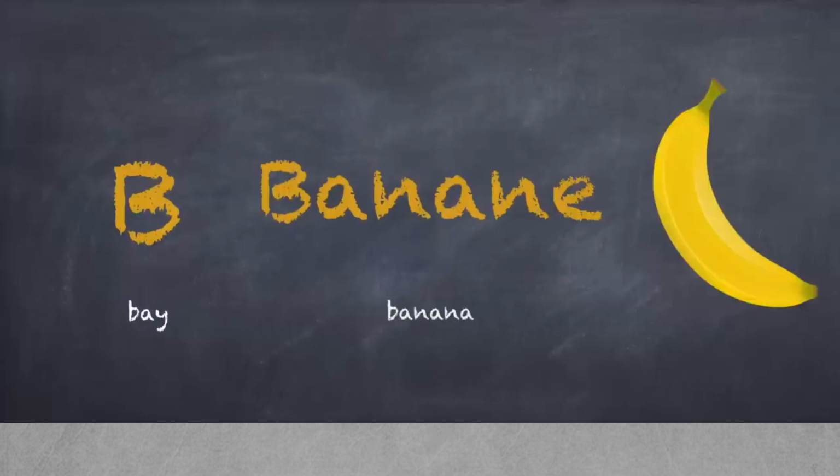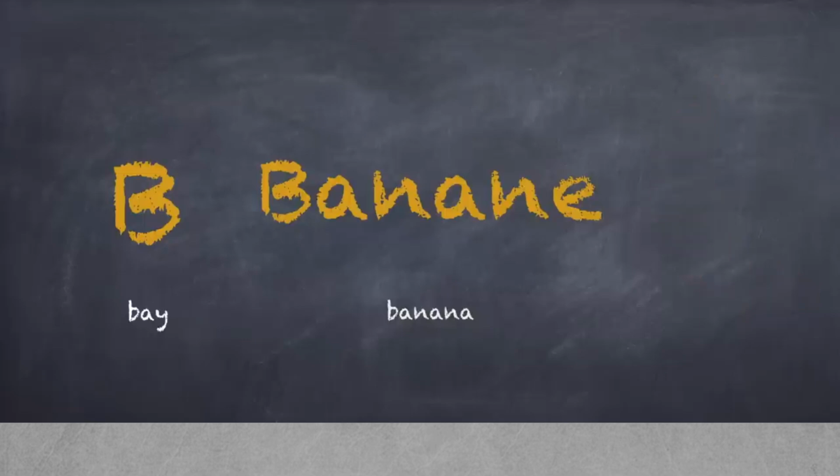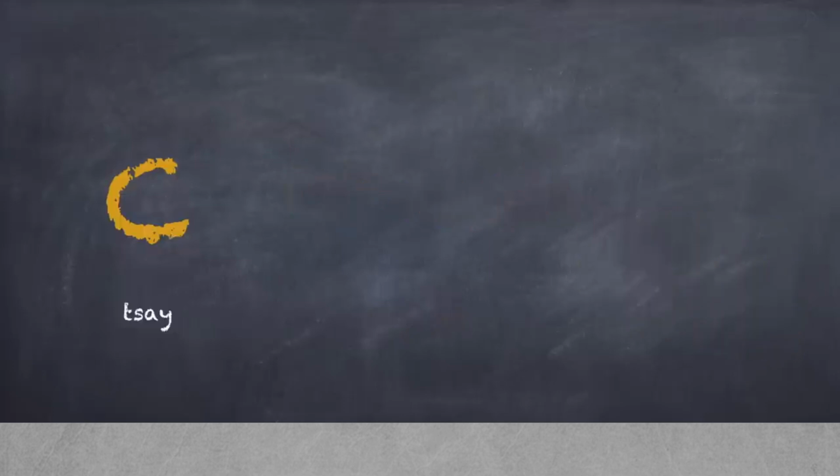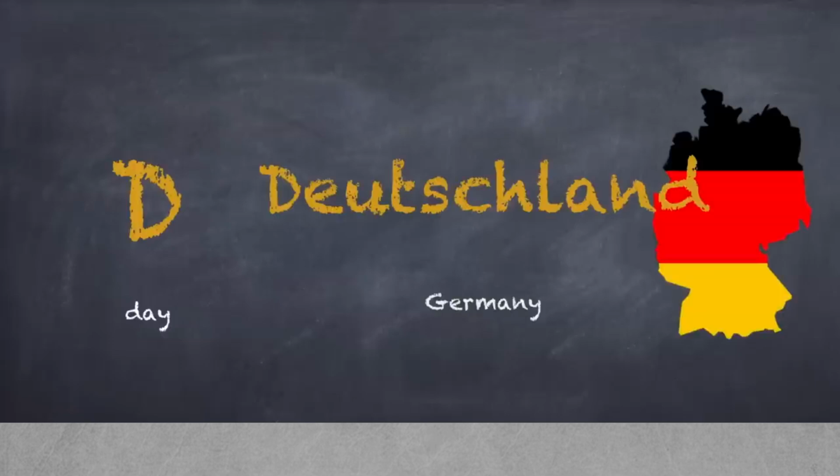B. Banane. C. Couch. D. Deutschland. That's the name of Germany in German.